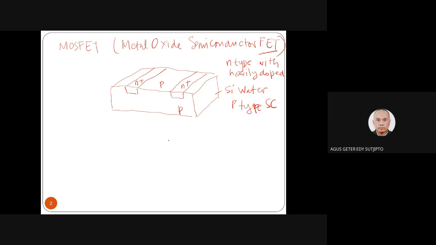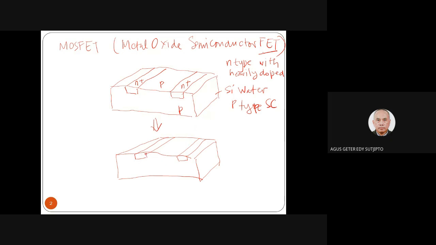Okay, so from this we can develop further the MOSFET. This is just an illustration of how to make the NPN junction. And then let me make another, not a good drawing. Again, we have N here, we have N here, and then we have P here.